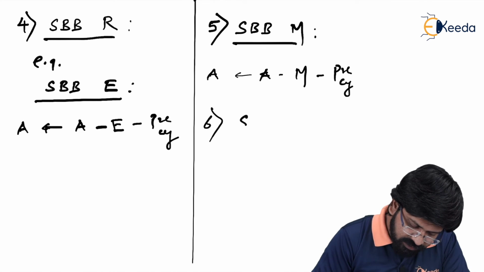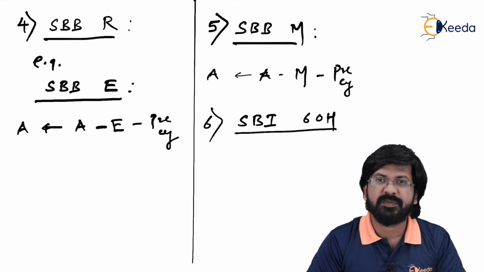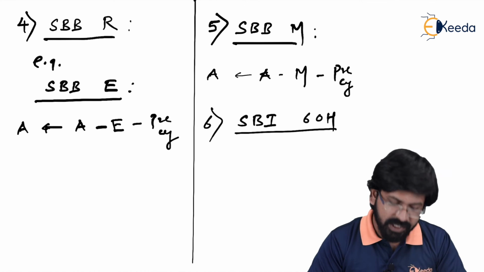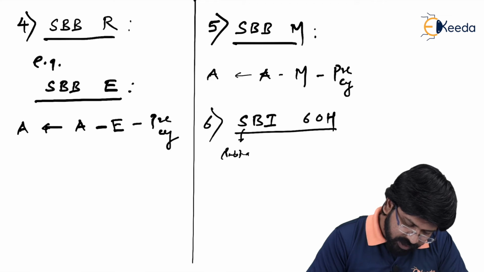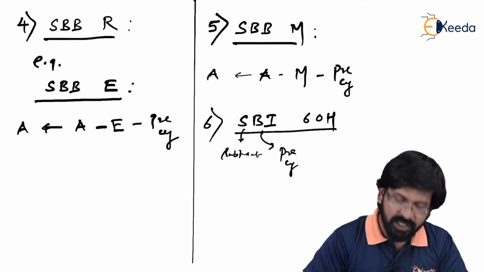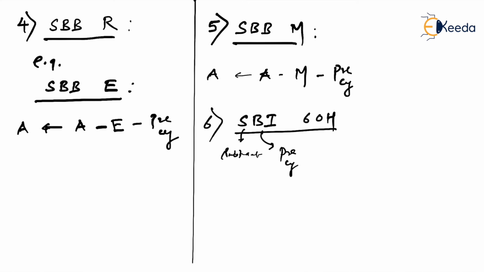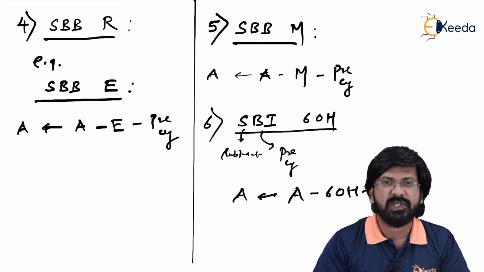One more instruction is left, that is SBI 60 hex. So what does SBI stand for? SB stands for subtract, I stands for immediate. In fact, only S stands for subtract, B stands for previous borrow or previous carry, and I stands for immediate. So it does this: A minus 60 hex minus previous carry or previous borrow, and of course the answer goes to A. So this is how the subtract instructions also work.